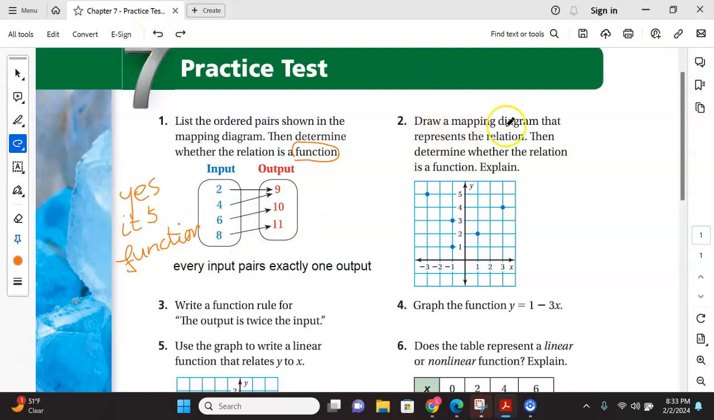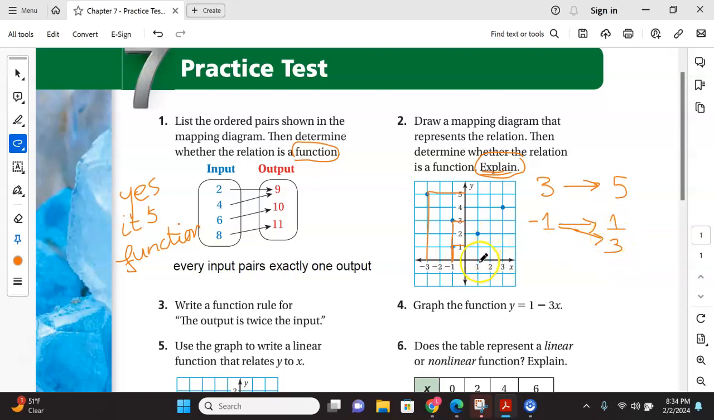Number 2 says draw a mapping diagram that represents the relation and then determine whether the relation is a function, and make sure you explain. That's the key term here. You have to explain it. So the first point is 3, 5. The 3 goes to the 5. Then you have -1 going to 1. And then you have -1 going to 3. So you see how you have one input there and 2 outputs.